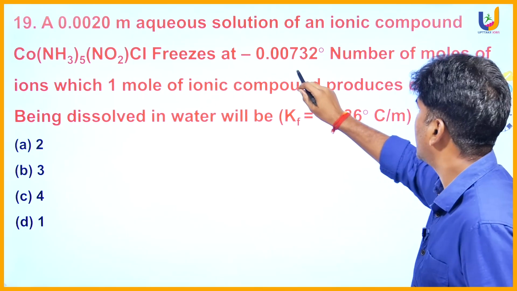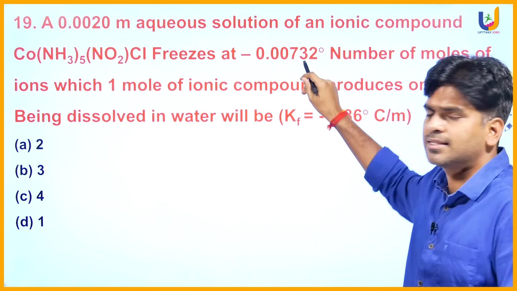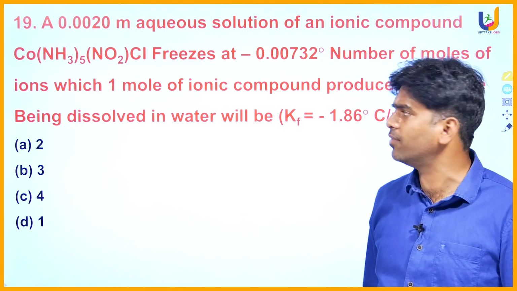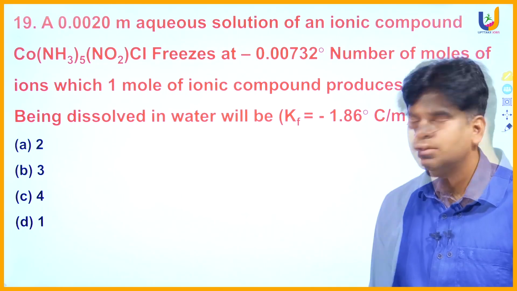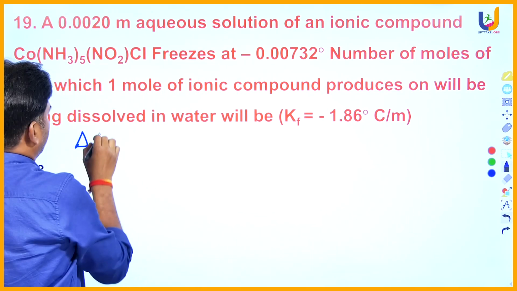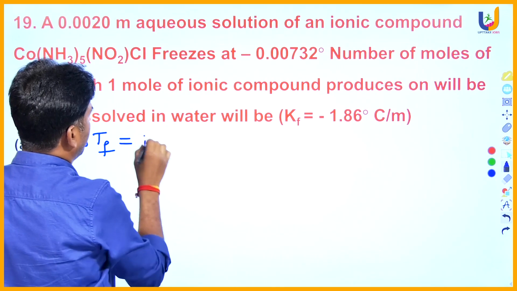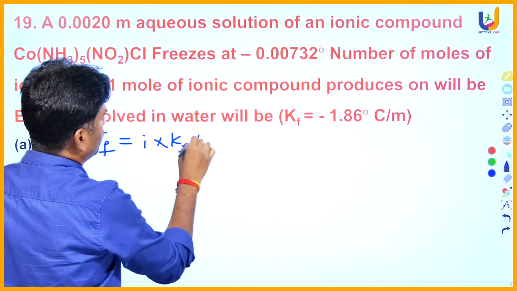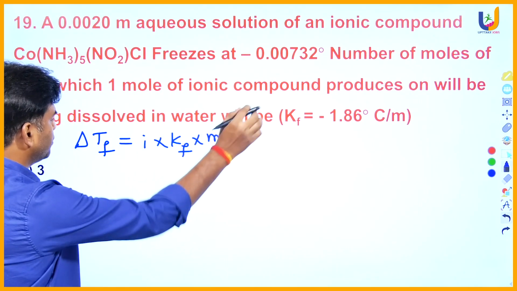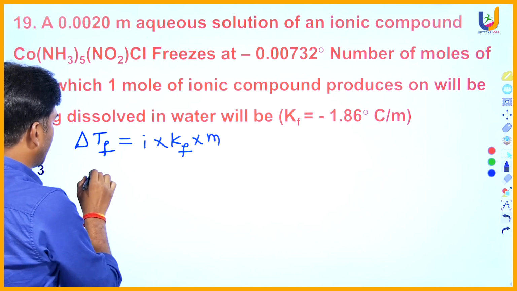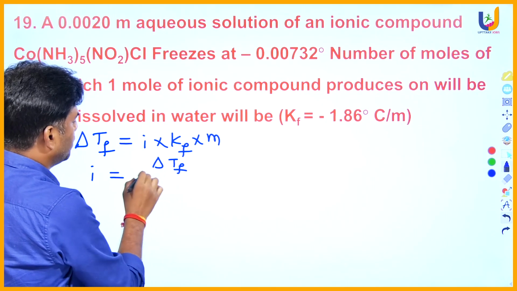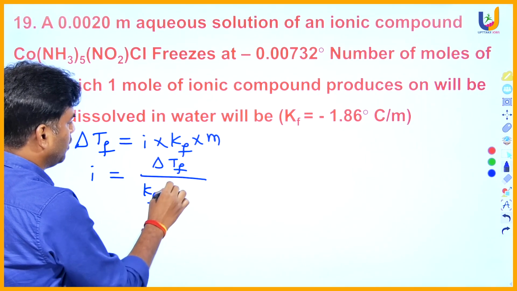And here, what have they given? It freezes, which means a depression in freezing point. Kf they have given, the Tf value they have given, and molality also they mentioned. So let's see the depression in freezing point formula. Delta Tf is equal to i into Kf into molality. From this we need to find i. i is equal to what, children? Delta Tf by Kf into molality.